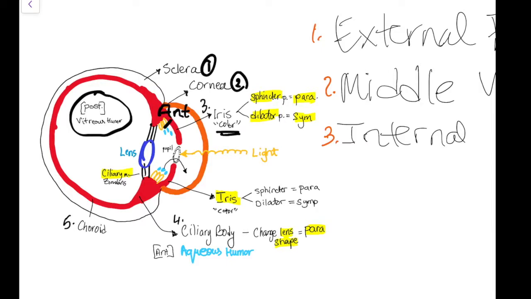But the anterior can be split into two, the anterior chamber and the posterior chamber. We know in the posterior chamber we're making the aqueous humor right here, which is then transferred through the pupil into the anterior chamber.